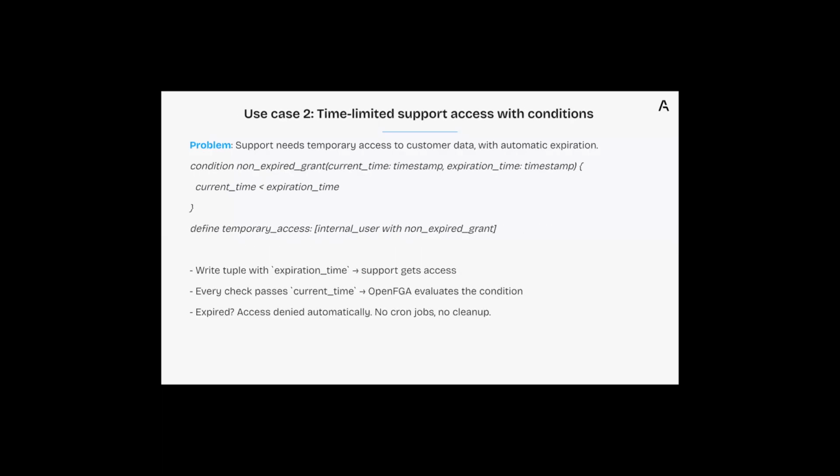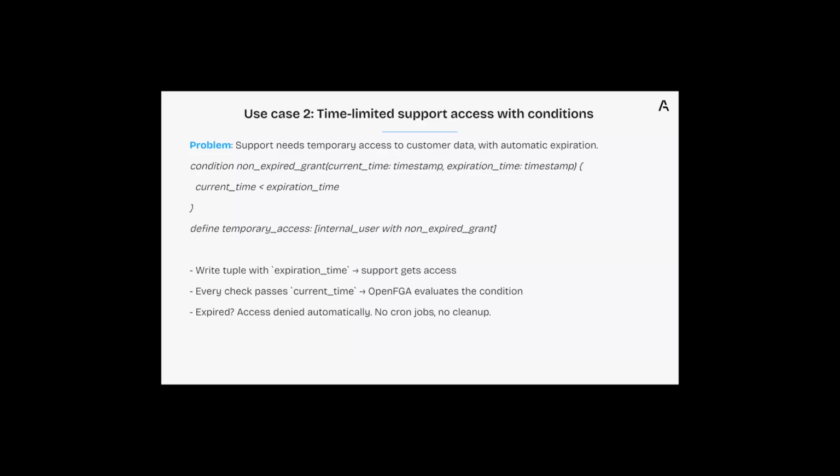The next use case is for our support team, our support engineers. Before, giving support temporary access was quite manual with no automatic expiration. Now we use OpenFGA conditions. I don't know if you're familiar with it, but it's very powerful. The access tuple has an expiration timestamp, and every check passes the current time. So when it expires, access is just gone. No cron jobs, no cleanup scripts.